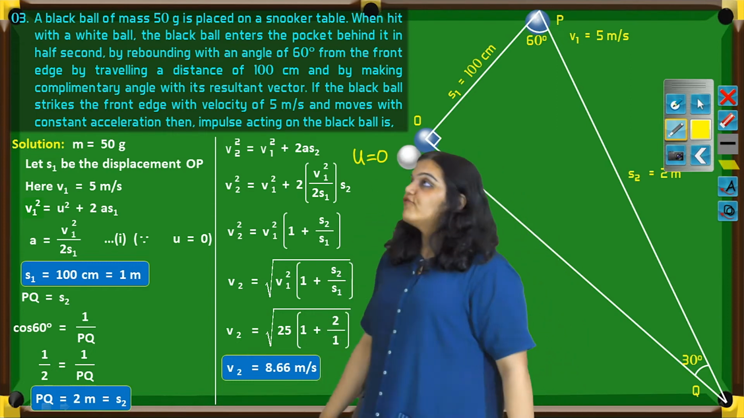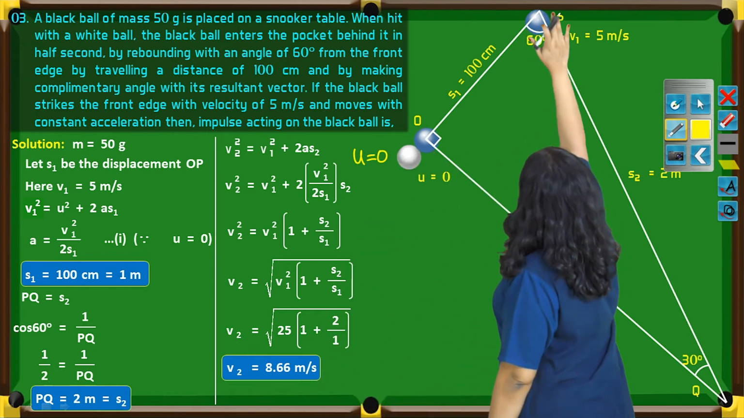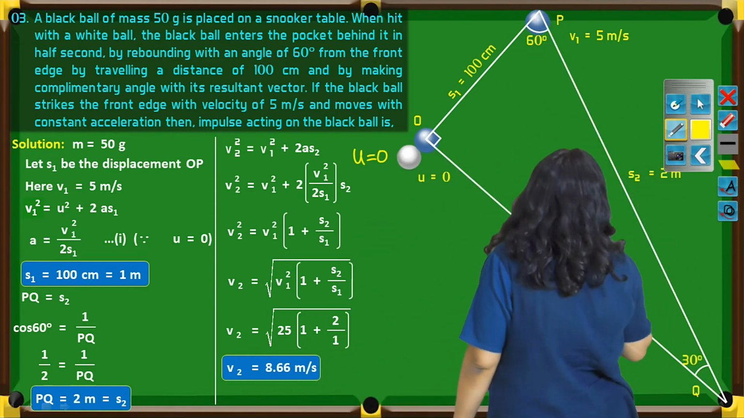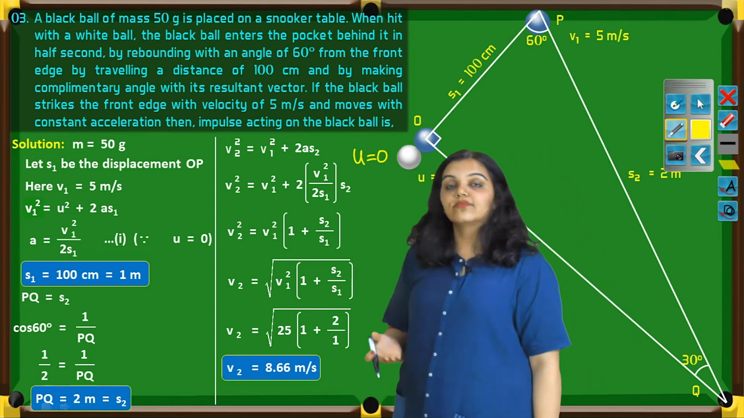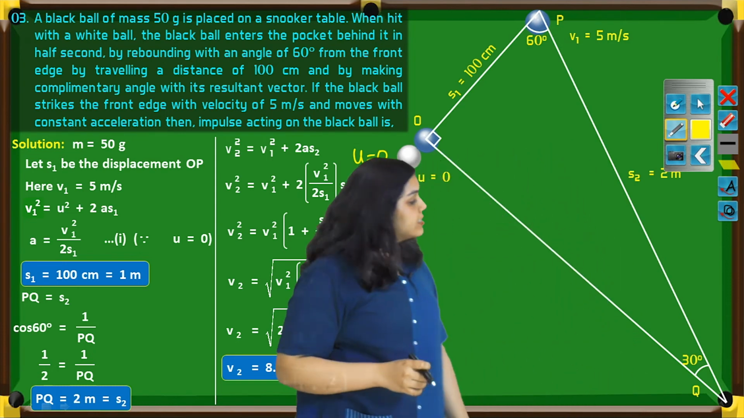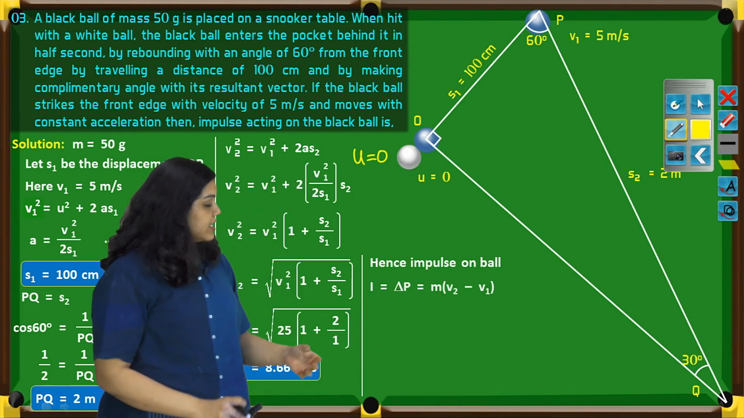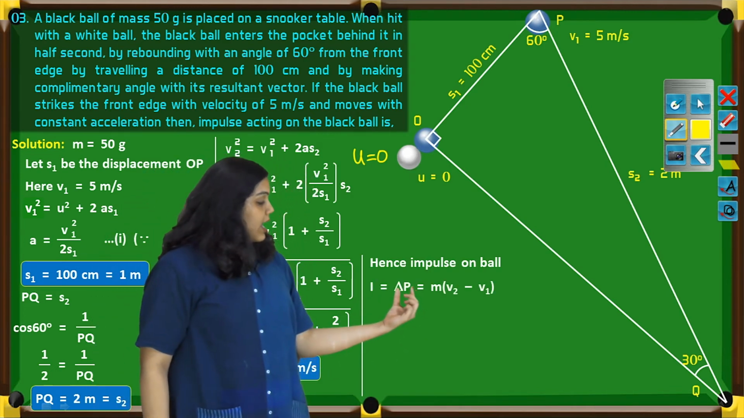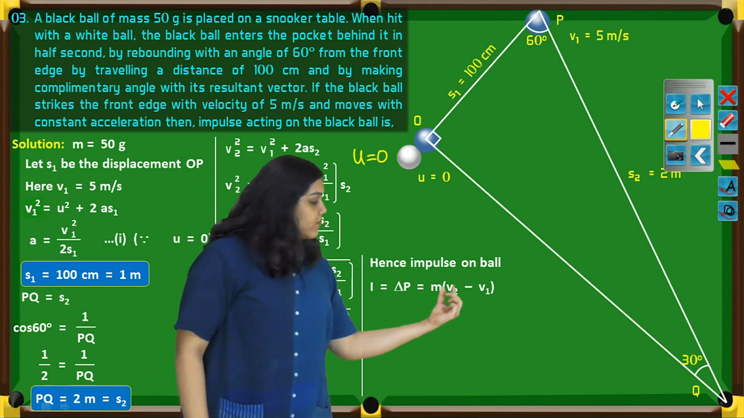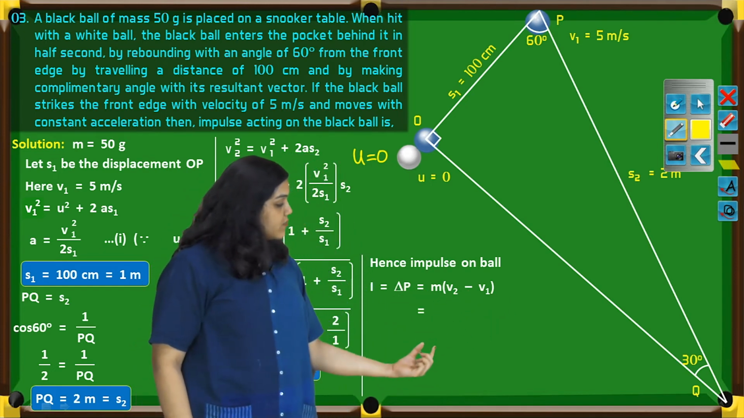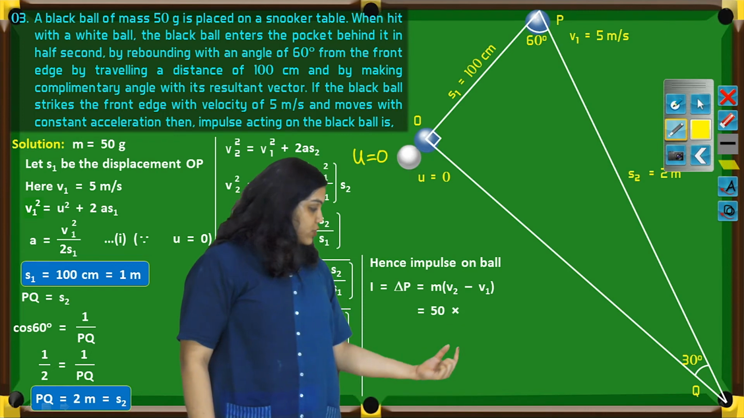So finally I have found the velocity at point P and the velocity at point Q. And what is it that I want from the sum? I want to find the impulse acting on the ball. So let's find the impulse. Impulse by formula is nothing but the change in momentum, and therefore I will get m into v2 minus v1. And what is v2? v2 is the final velocity which we found.